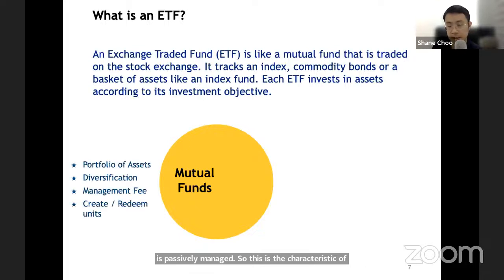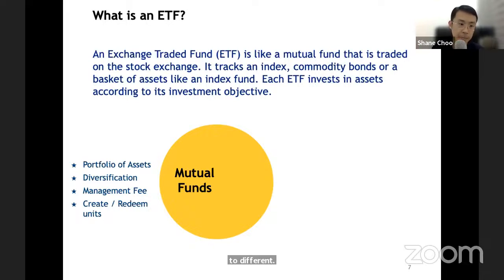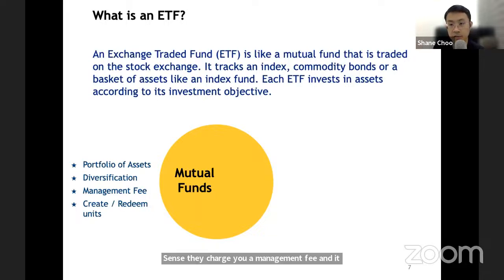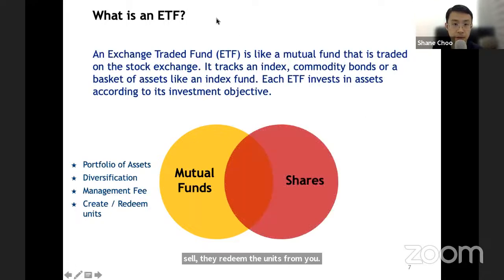So this is the characteristic of a mutual fund. They consist of a portfolio of assets. So when you buy into a fund, you instantly gain diversified exposure to different assets. They charge you a management fee, and it allows you to create and redeem units. So when you want to buy, they create the units to sell to you. And when you want to sell, they redeem the units from you. So these are the characteristics of a mutual fund.